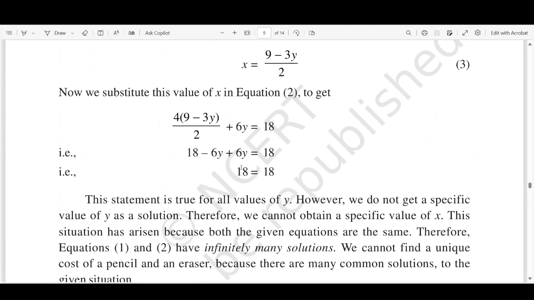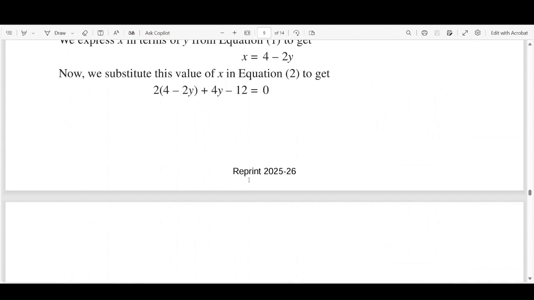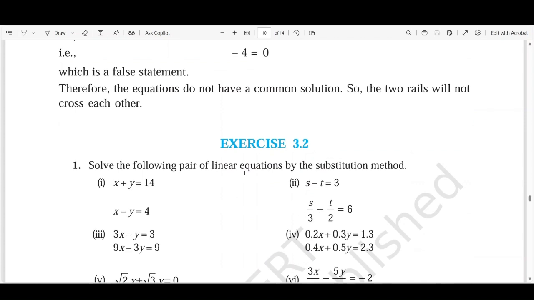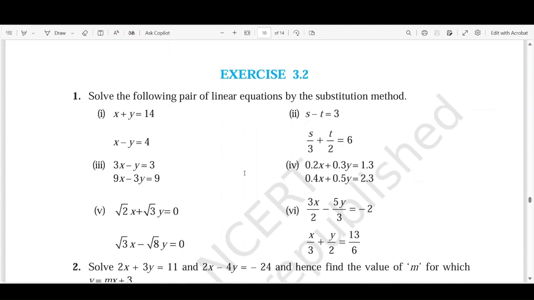In the previous example, we got the left and right hand side values to be equal. Though we were not able to identify the y value, the statement we got was true. But here, the statement we have got is false. If the statement is true, we will have infinitely many solutions, and if the statement is false, then we will have no solution. So we conclude there will be no solution for the pair of linear equations, which implies the two rails will not cross each other. So there will be no point of intersection. Clear?